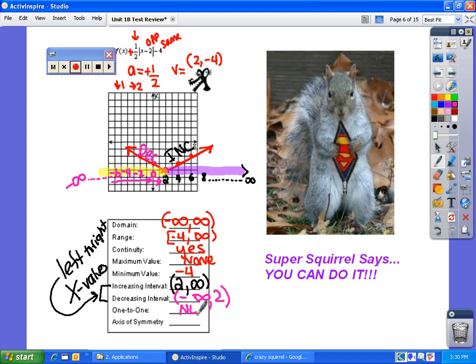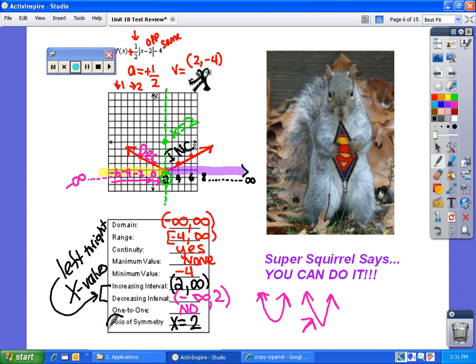It is not 1 to 1 because it doesn't pass the horizontal line test. Axis of symmetry is only for parabolas and absolute value graphs. Well, this is an absolute value graph. So that means the axis of symmetry will be that line that cuts right through the middle of the graph. Notice that it cuts through at 2 because it cuts through here at x equals 2. So that means the name of this line is x equals 2.